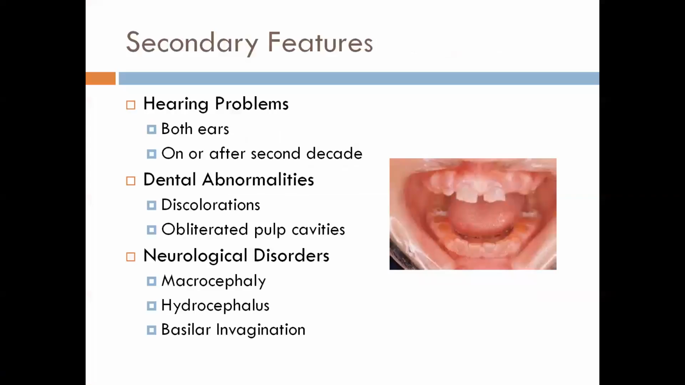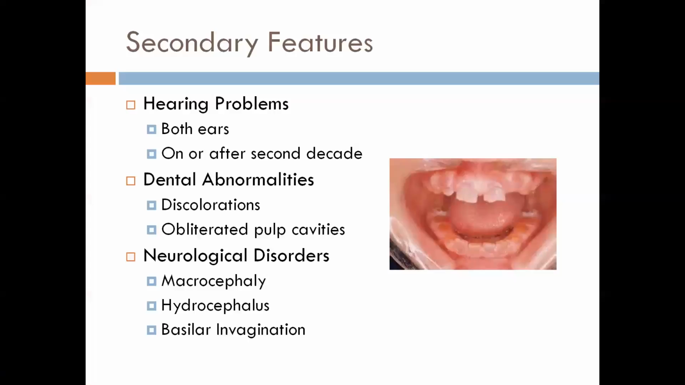Some of the secondary features that accompany osteogenesis imperfecta can be as important as the main classification because in some instances it causes a whole new disability category. Hearing problems. Both ears are usually affected, and this can happen on or after the second decade. So in their teens or later, they'll start to have hearing problems in both ears. Some have been noted as losing up to 20 decibels of hearing.